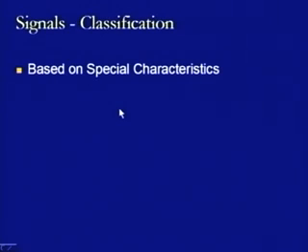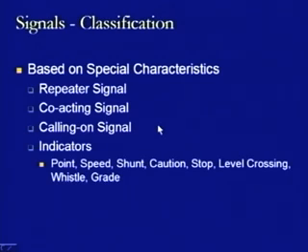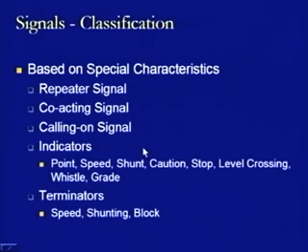locational aspect. Now, we will be looking at the signals which can be classified on the basis of spatial characteristics, and within this category we will be looking at different types of signals like repeater signal, coacting signal, calling on signal, and indicators related to points, speed, shunt, caution, stop, level crossing, whistle, grade. These are the different indicators which can be used. There are some more indicators too, but some important indicators have been taken here. It is not possible to take all types of indicators.